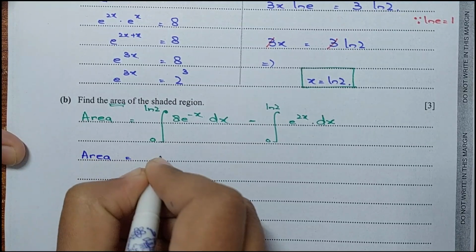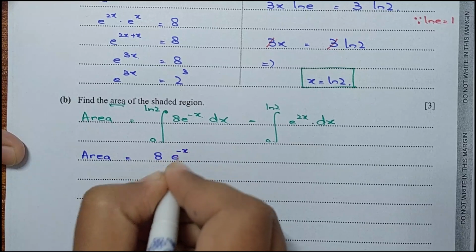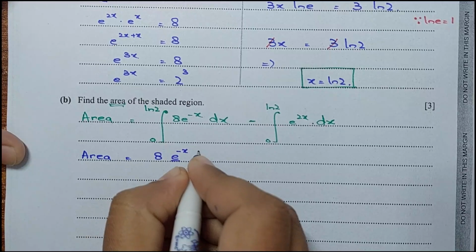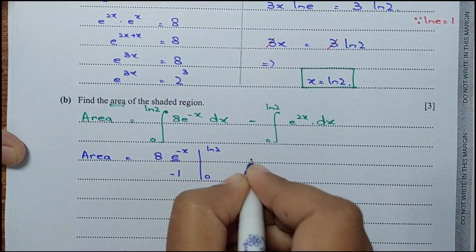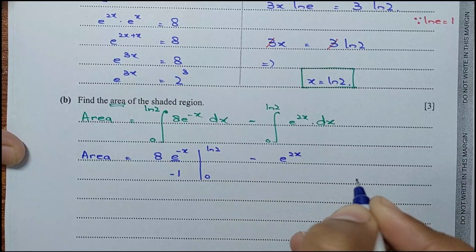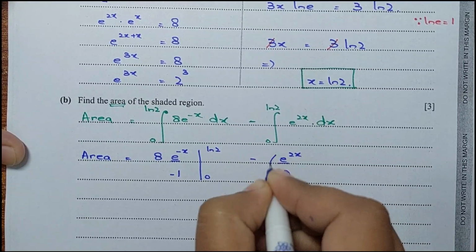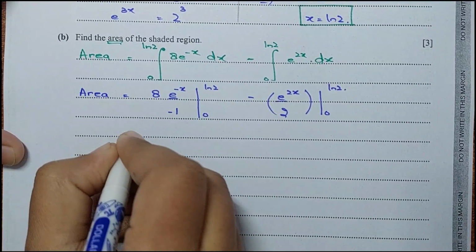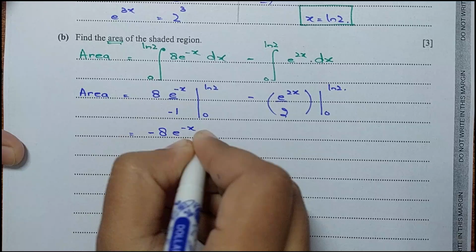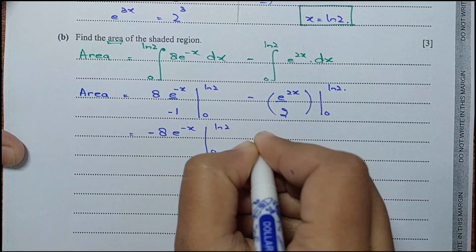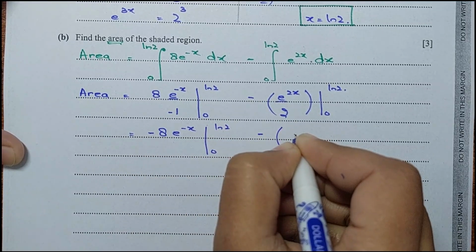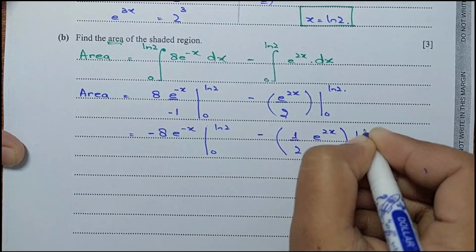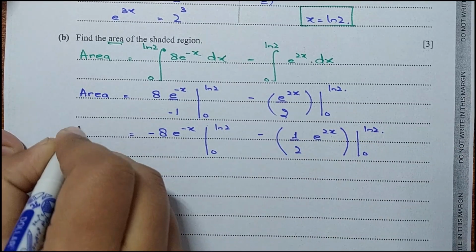Use the formula of integration. 8 is a constant term. The integration of e power minus x is e power minus x divided by the derivative of minus x, which is just minus 1, with limits from 0 to ln2. Minus the integration of e power 2x, which is e power 2x divided by the derivative of 2x, which is just 2, with limits from 0 to ln2. So here we have negative 8 e power minus x from 0 to ln2 and minus 1 by 2 e power 2x from 0 to ln2. Now in the next step we have to apply the limits.